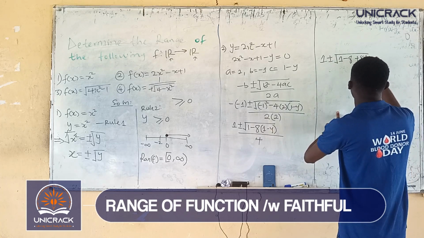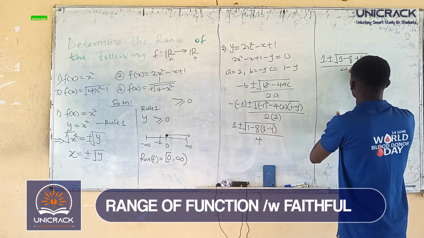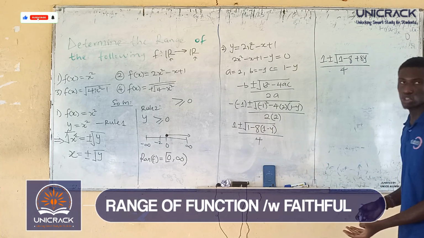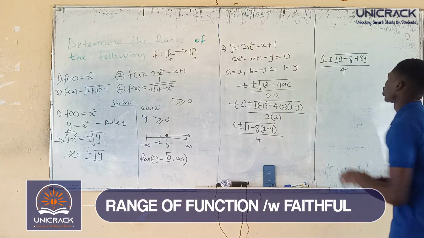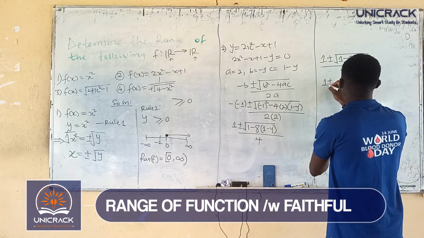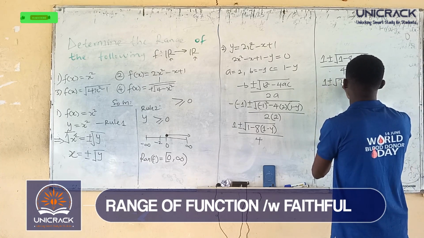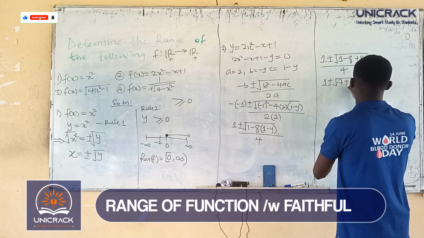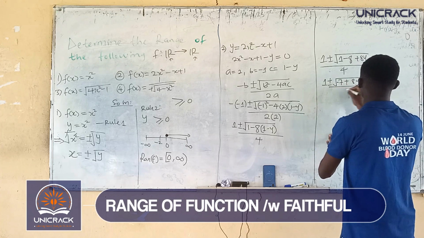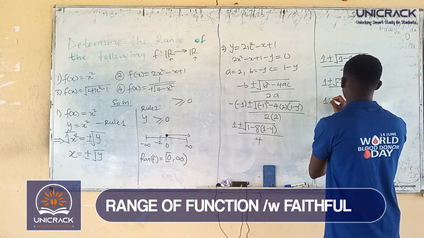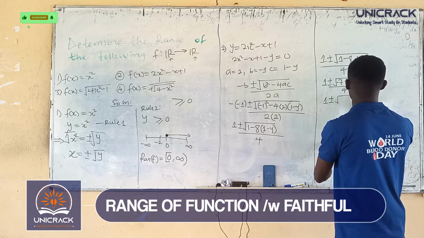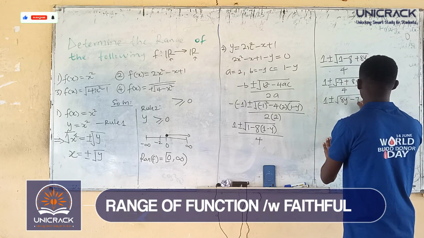Positive 8y divided by what? 4. Now you can subtract. 1 minus 8 will be what? Negative 7. So we'll have 1 plus or minus the square root of negative 7 plus 8y, divided by 4. Now we can rearrange this. We would have 1 plus or minus the square root of 8y minus 7, divided by 4.